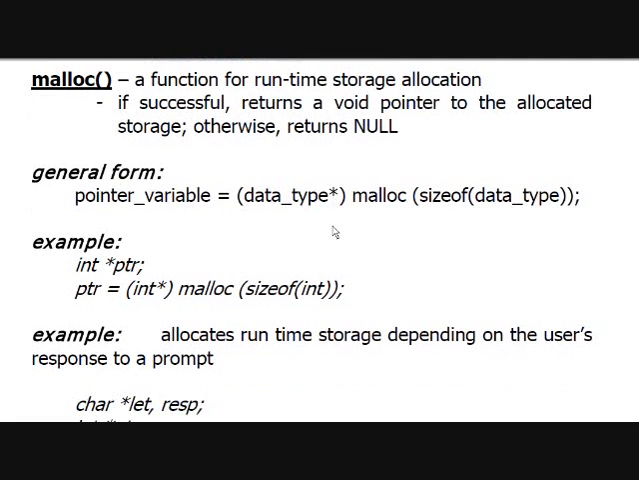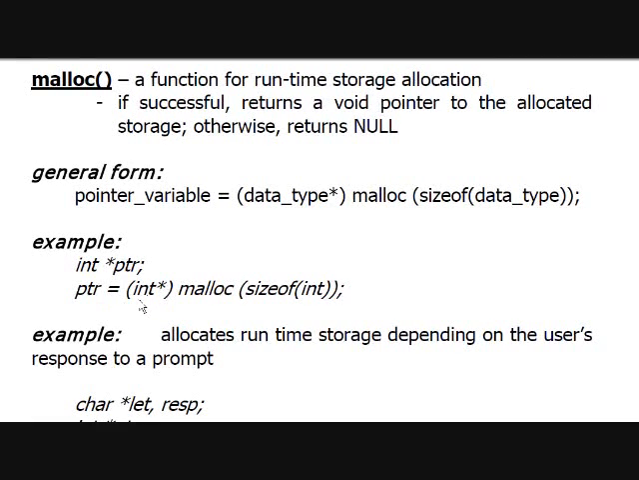For example, if you want to allocate an integer from the heap, we declare an integer pointer. So ptr here is a pointer to int. Then this is how we do it following the syntax. We use sizeof(int). Meaning, if the machine uses 2 bytes of memory for an integer, then it will allocate 2 bytes of memory from the heap, and the address of that memory will be stored in ptr.